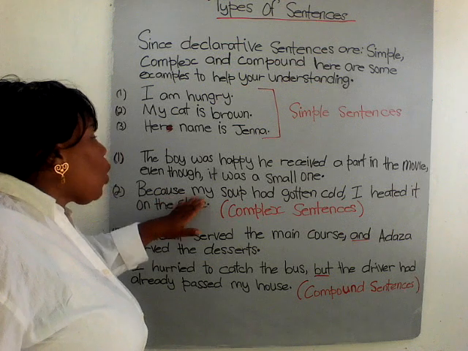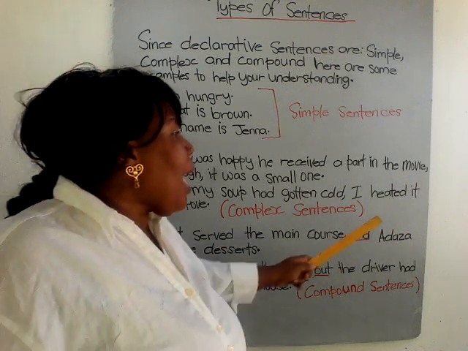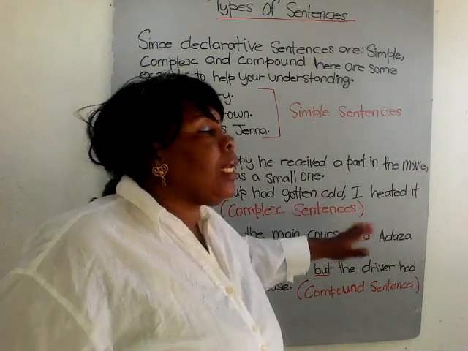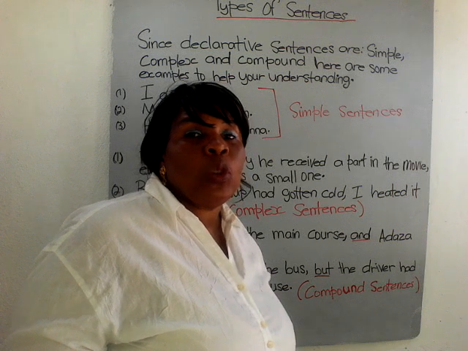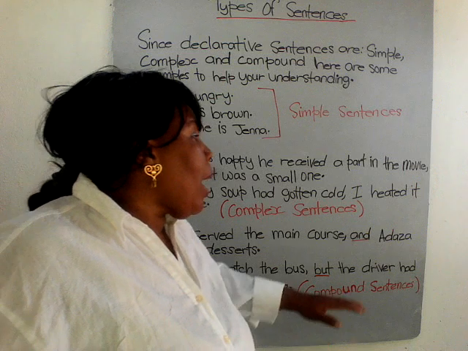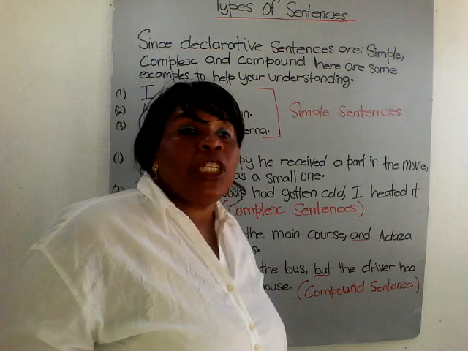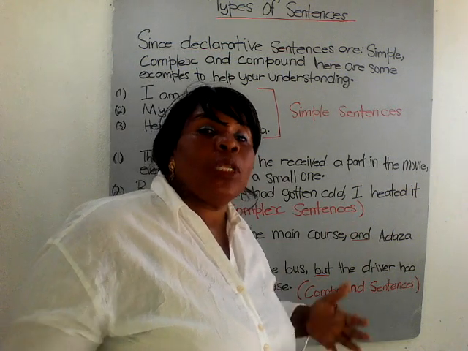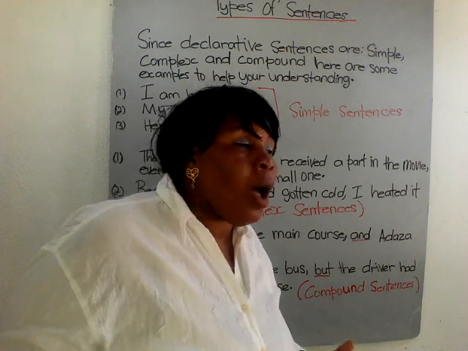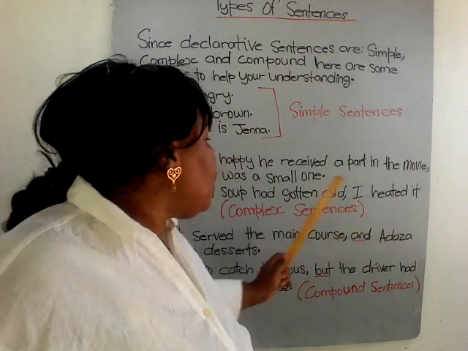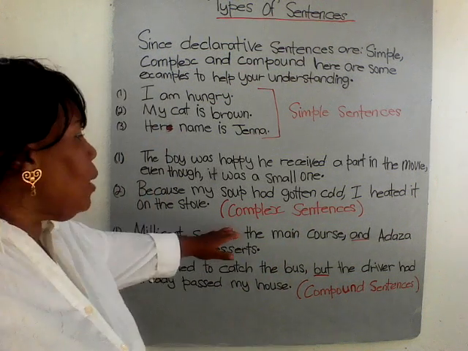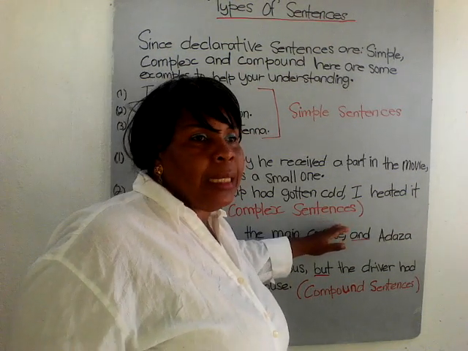The same thing with: because my soup had gotten cold, I heated it on the stove. So I'm giving additional information. I use a comma to give additional information about what I did with the soup to get it from being cold to being warm or hot. So I use a comma here. I heated it on the stove because it was cold, all right?